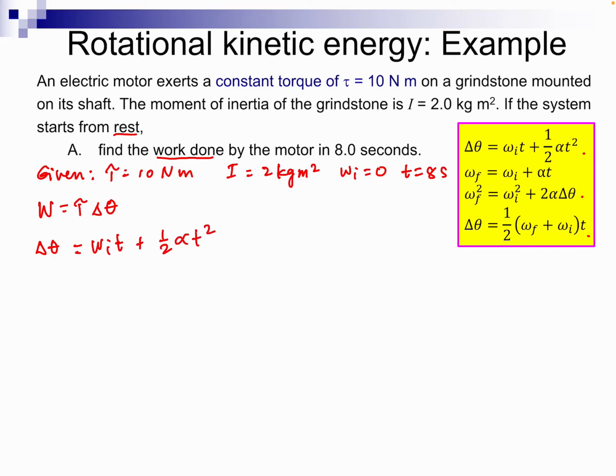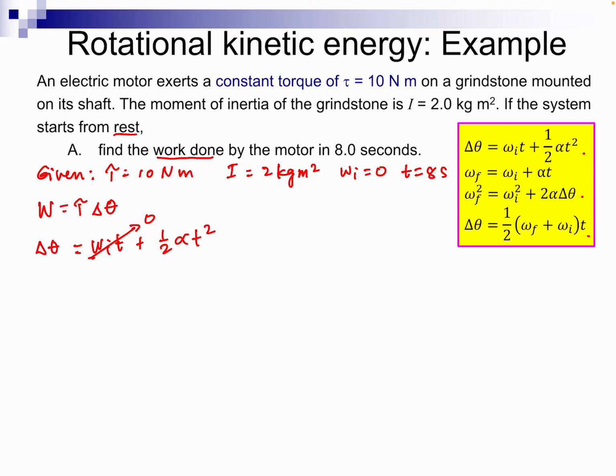The system started from rest, which means omega i is equal to 0, so this whole term is equal to 0. But then we encounter the next problem: before we can find the angular displacement delta theta, we need to find the angular acceleration alpha. This equation contains angular acceleration alpha. How do we solve for it?